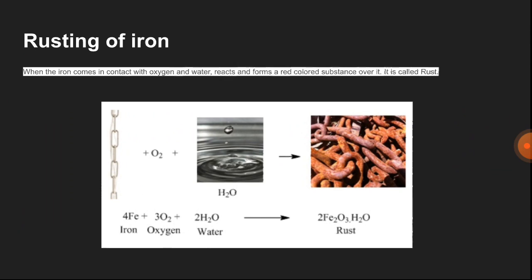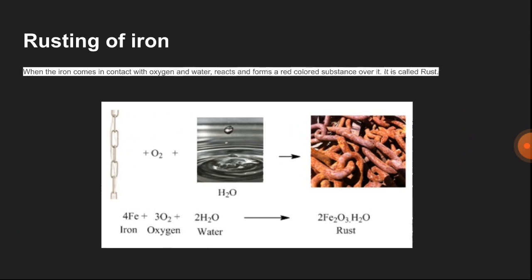And rusting of iron. When the iron comes into contact with the oxygen and water, it reacts and forms a red color substance over it. It is called rusting. For example, iron, I am taking oxygen. Oxygen means the atmospheric oxygen. Water drops means, already I told, in the atmosphere some water drops are there. Through that, the three, when they are in contact with each other, they are forming an iron oxide. That iron oxide, or ferric oxide, we can call it as rust.